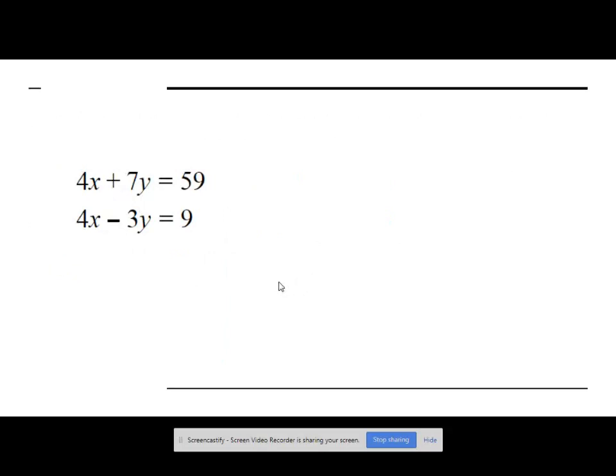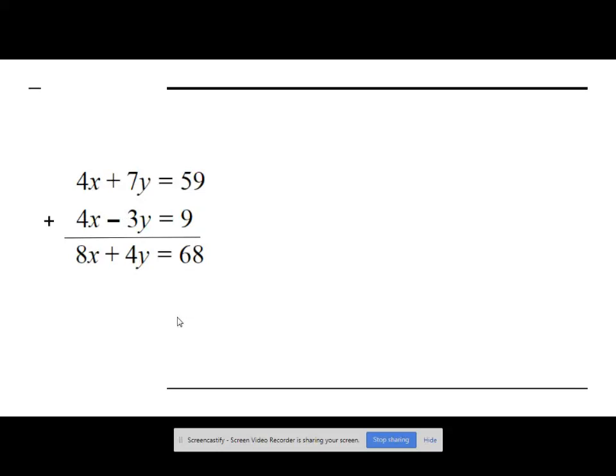I've got another example here. If we try to do the same thing here, I've got two equations. The x's are lined up, the y's are lined up. If I add straight down the line, don't write anything down yet, just wait a minute. 4x plus 4x is going to give me 8x, and 7y plus negative 3y is 4y. 59 plus 9 is 68.